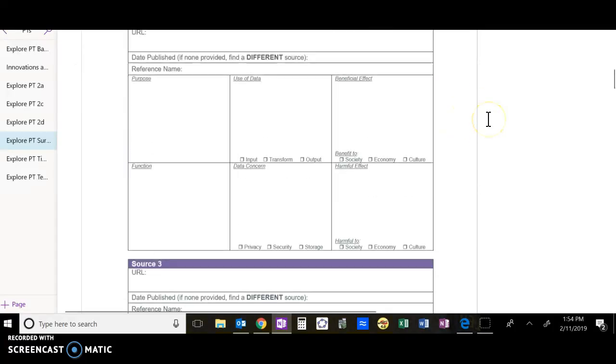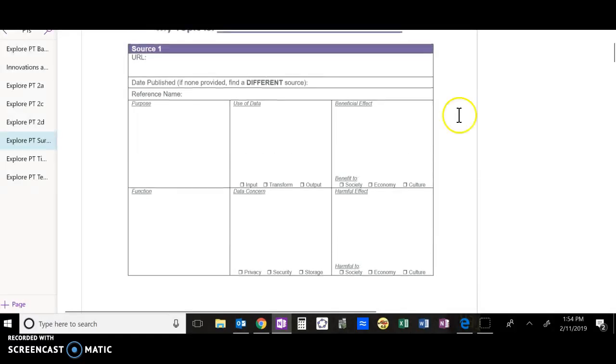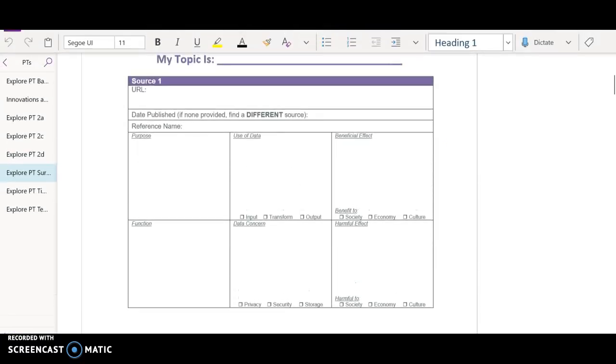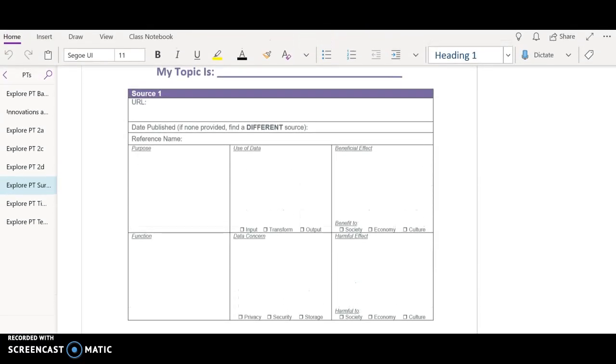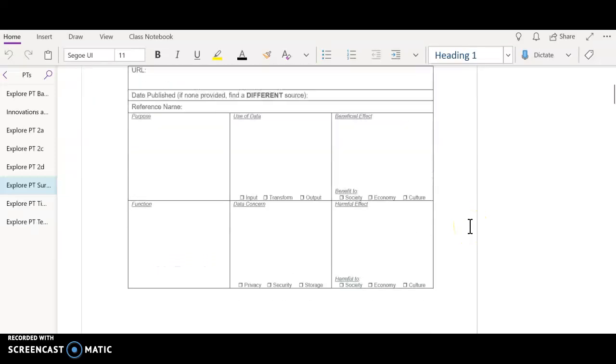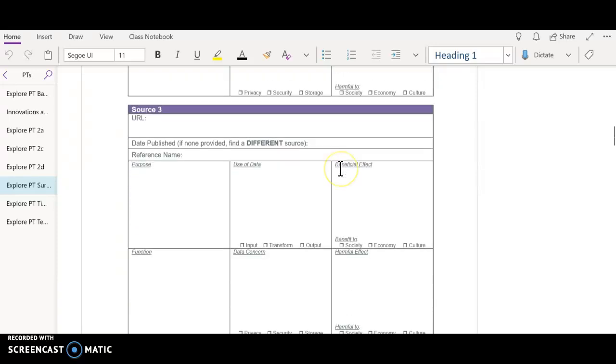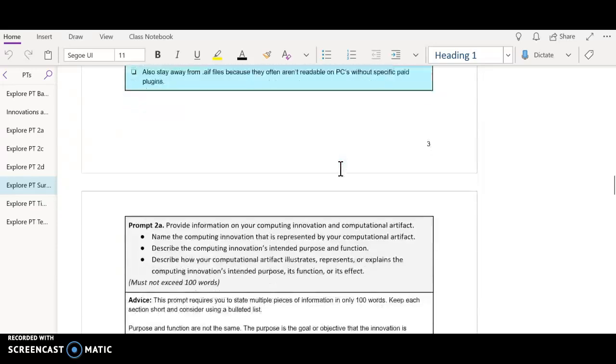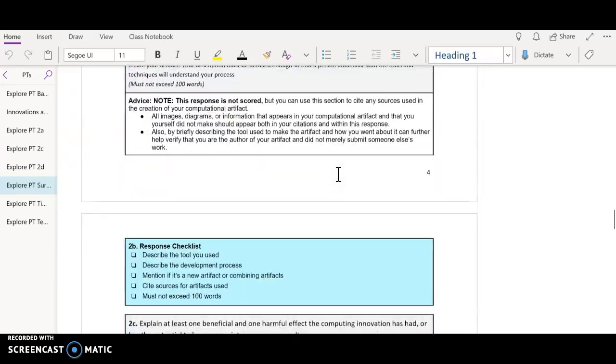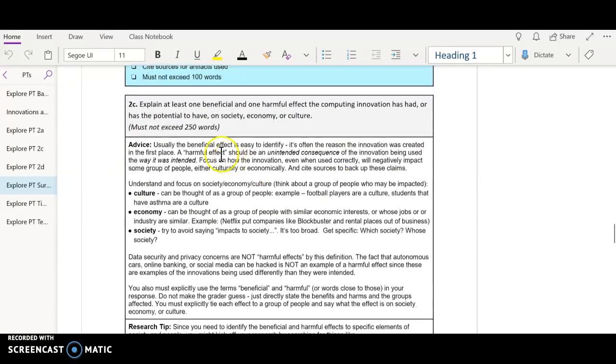All right, folks, so you were supposed to have finished with all of the research organizer components. So hopefully you should be good there. And now you have all of your content in each box that pertains to the written responses that you need to do today. So if we scroll down here, the written responses you're going to work on are 2C and 2D. So here's 2C, explain at least one beneficial and one harmful effect of the computing innovation.